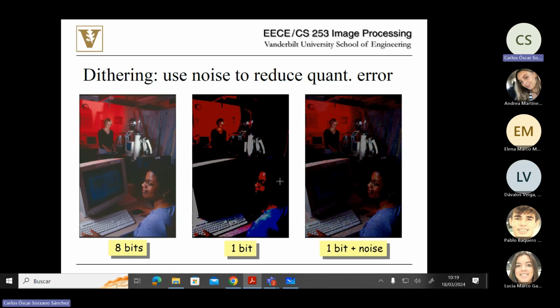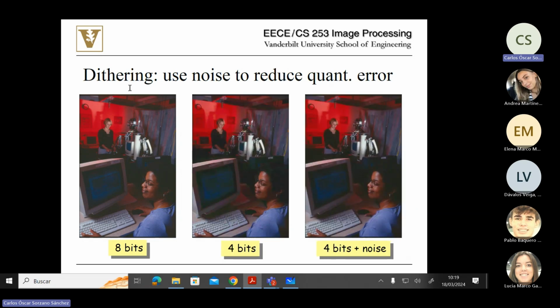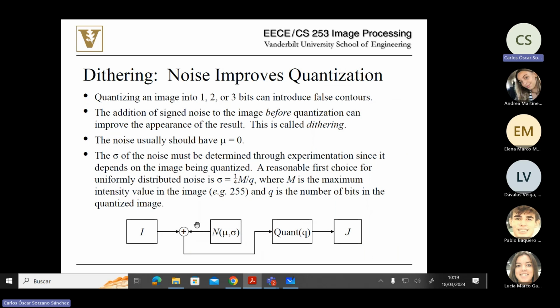Adding noise is called dithering. Dithering is this operation in which you have an image, you add noise of this kind, where this Q is my delta on the whiteboard. Actually, there is a small mistake here: Q is not the number of bits, Q is the delta. Then you quantize and you produce an image. All these operations together are called dithering.